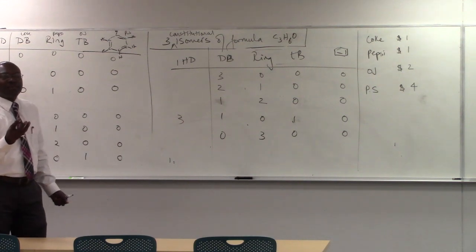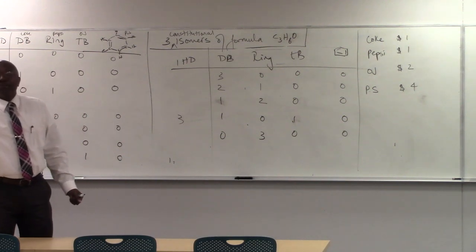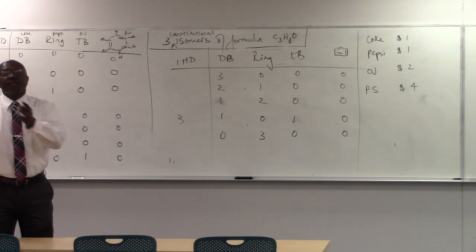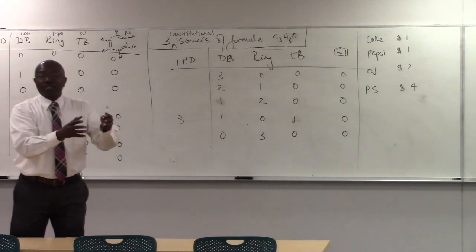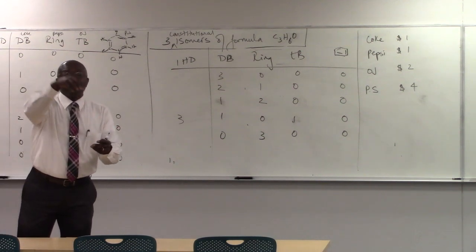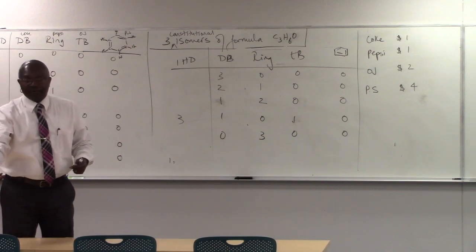You have a certain number of HDIs to spend. Each structural feature, double bond, ring, triple bond, benzene ring, costs a certain number of HDIs. I give you a certain number of dollars to spend. Each drink costs a certain number of dollars. You can only spend what you have.